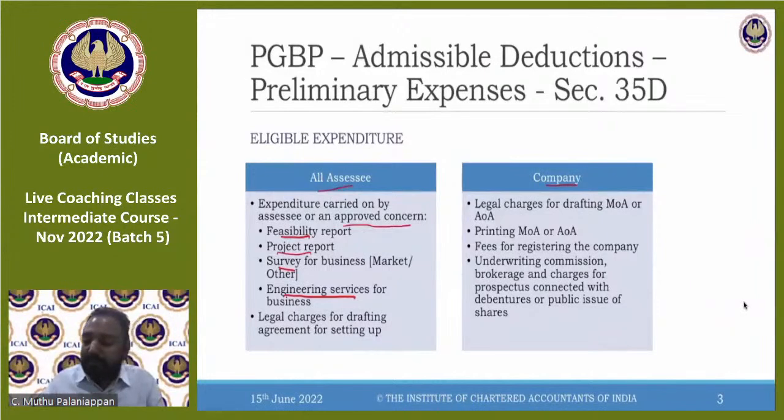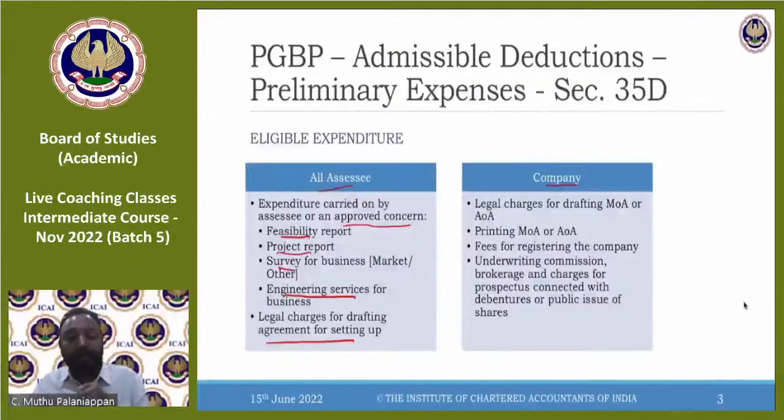Now, the other expenditure that we are talking about is legal charges. Of course, if you have to set it up in a place, there might be various legal requirements of framing agreements and other things. So whatever you're incurring to draft an agreement for setting up this new plant or expanding a particular unit is all covered. So these are for all assessees, be it individual, HUF, partnership, AOP, or whomever you talk about. These are eligible expenditure for all the assessees.